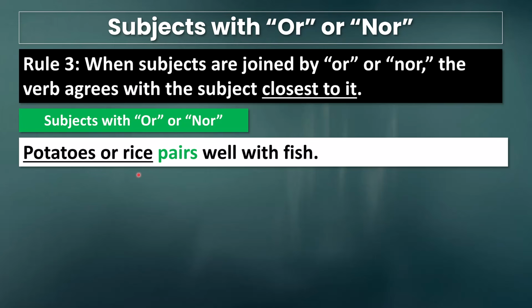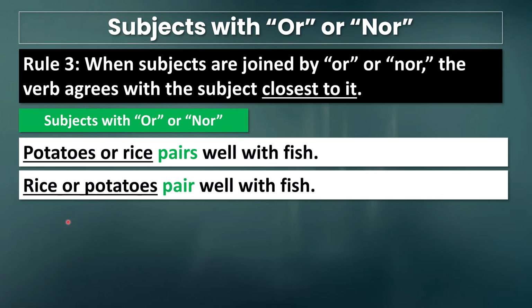Now, what happens if we switched rice and potatoes? Well, now we would change this to a plural verb. Rice or potatoes pair well with fish, and that's because the subject closest to the verb pair is plural. So when using or nor, the verb must agree with the subject closest to it.